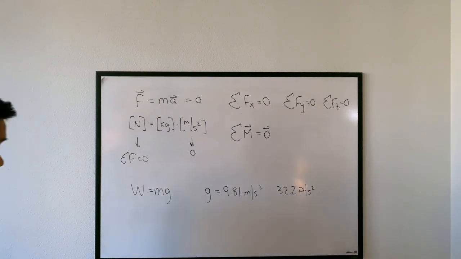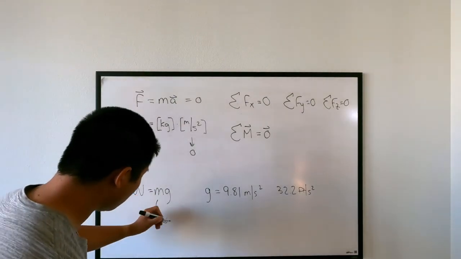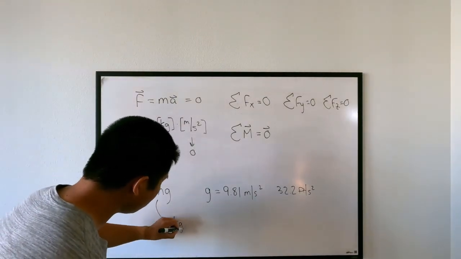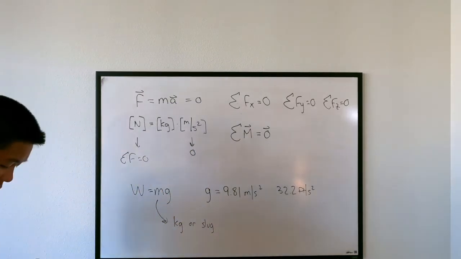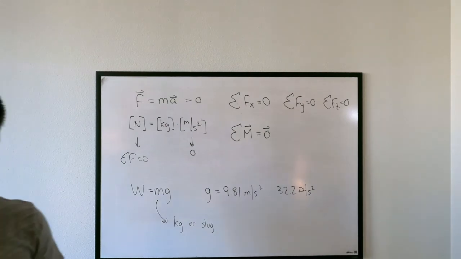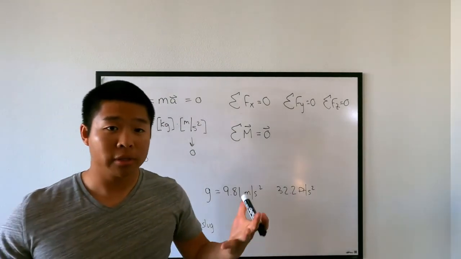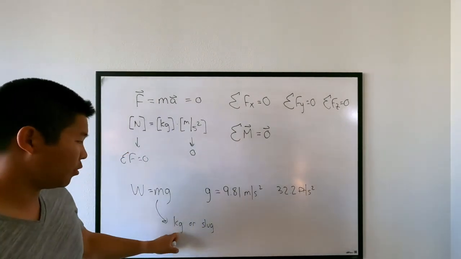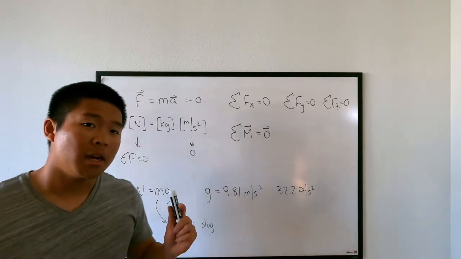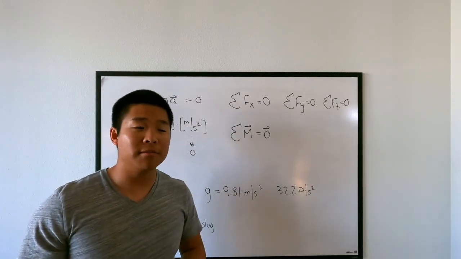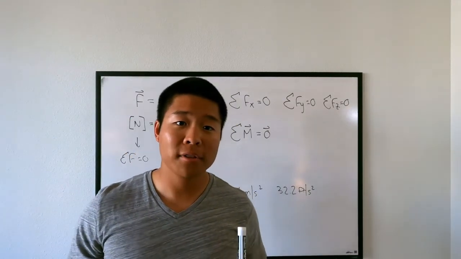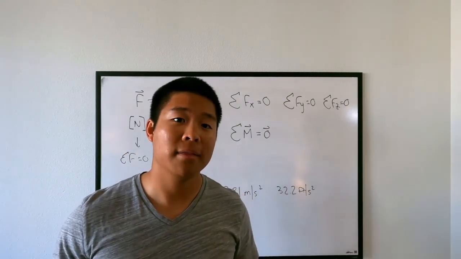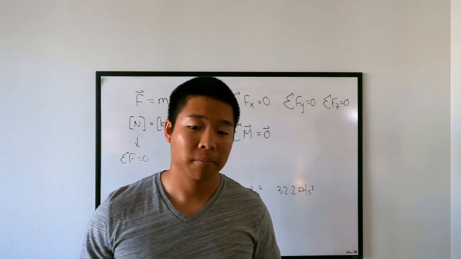Now, the mass is going to be in kilograms or slug. So now this comes to a very important note. Of course, in kilograms, it's pretty natural to just write your mass as kilograms. If a problem gives you something in pounds, you have to divide it by 32.2 to get the mass.